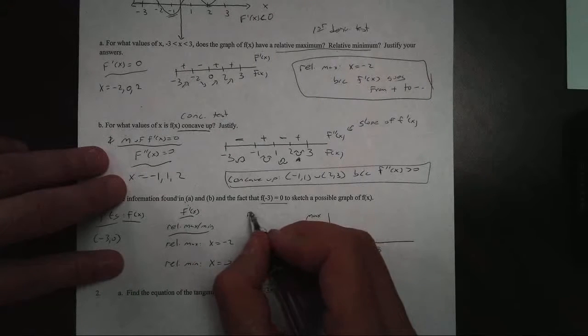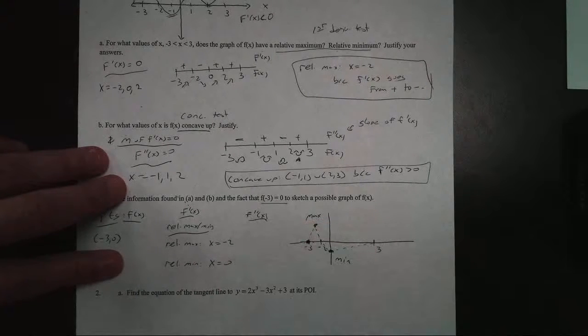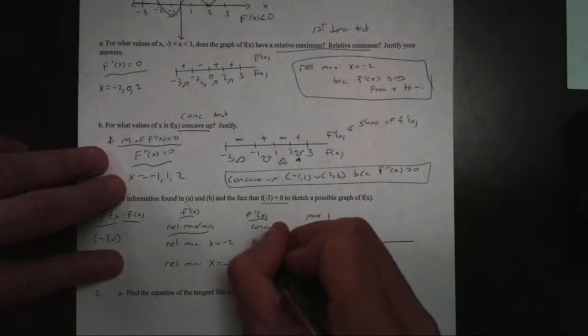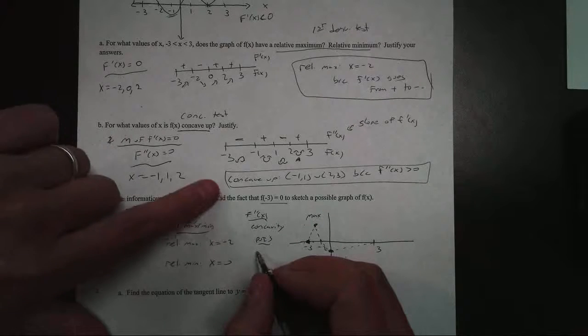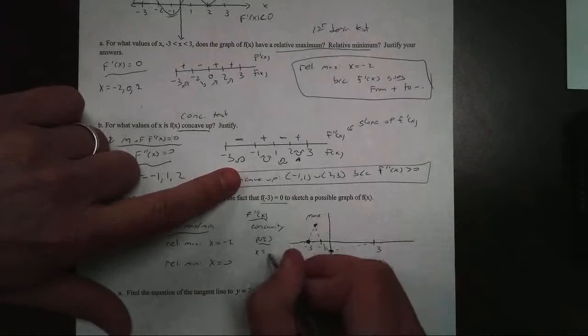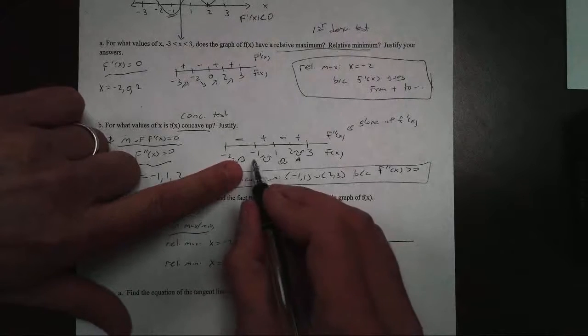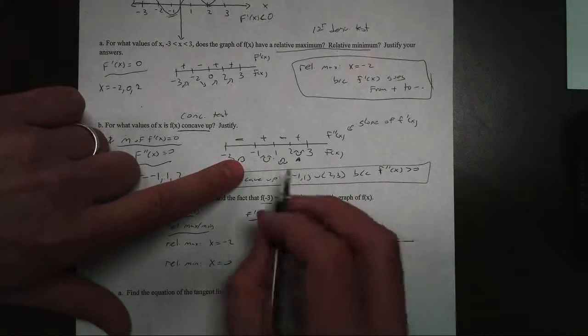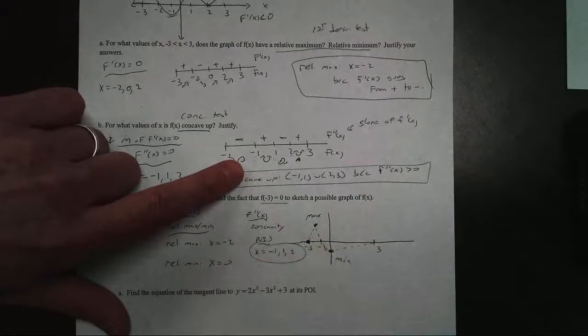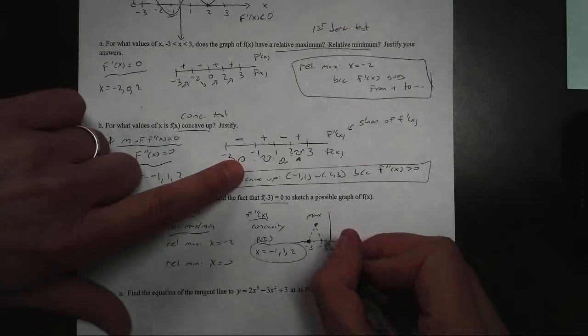Now I got to get some curves on this thing, and that's where the second derivative, concavity, comes into play. Do we have any POIs, some points of inflection? Yes, we get that from up here. My concavity changes at -1. My concavity changes at +1, and also at 2. These are my POIs. So here's -1.